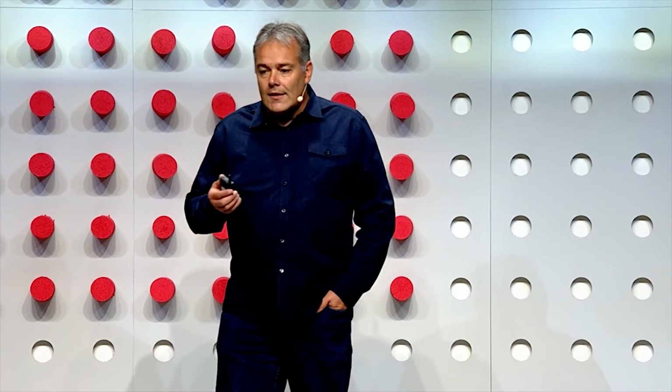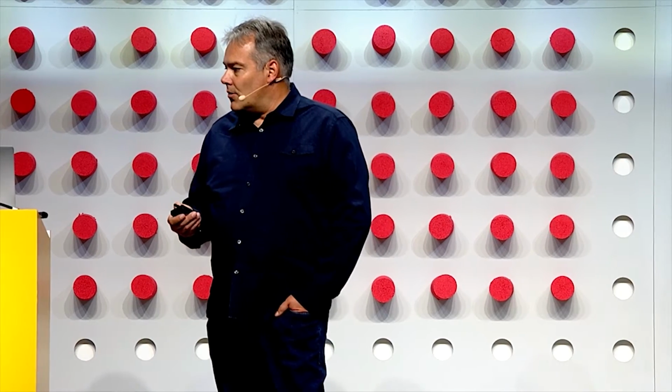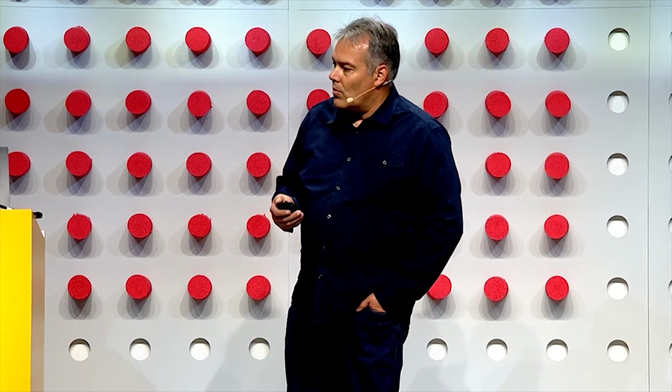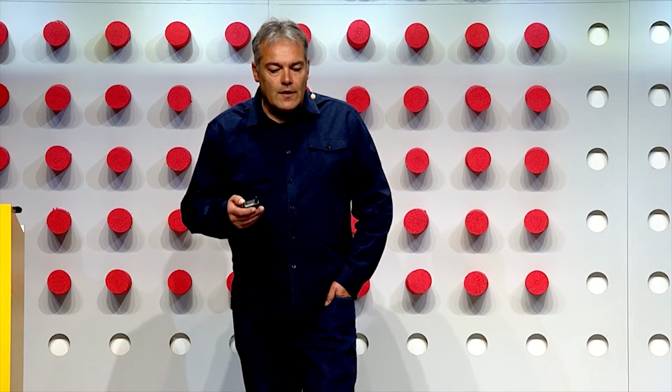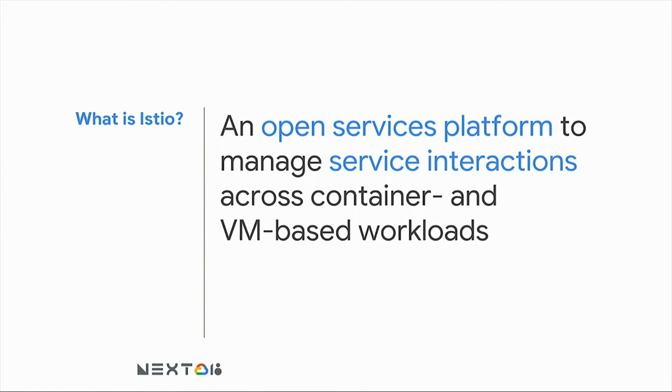Istio is a fairly broad framework. It provides a lot of capabilities. So let's talk a little bit about what we can actually do with Istio. It's effectively an open service platform that allows you to manage service interaction. So you basically start thinking about services first within your environment. The other key thing here is it works across both containerized environments as well as VM-based workloads. And it could potentially be on-prem as well as on cloud or multi-cloud.